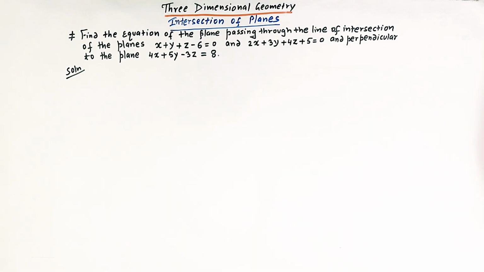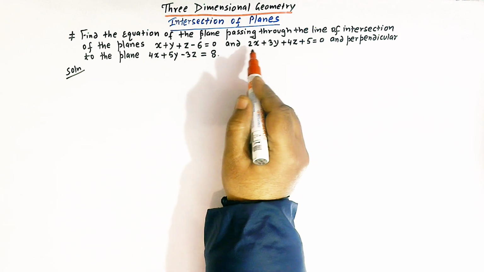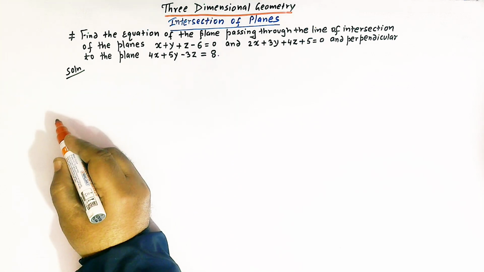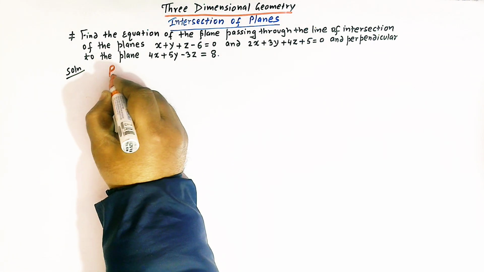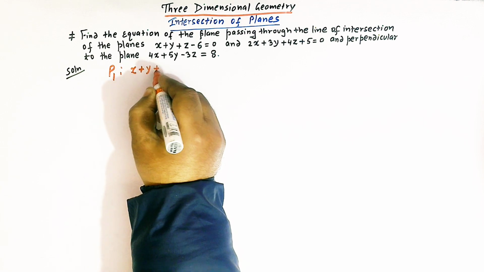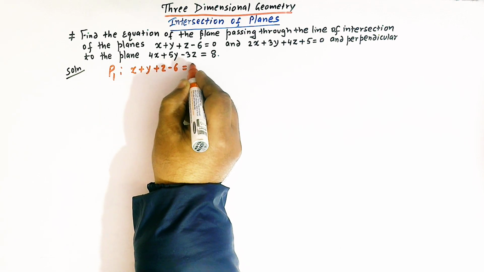Viewers, we have already solved and discussed a lot of problems related to intersection of planes in our earlier videos. Once again in this session we'll solve this important problem. Here we are given two planes. The first plane is x + y + z - 6 = 0. Let us denote this plane by P1, so P1 is x + y + z - 6 = 0.